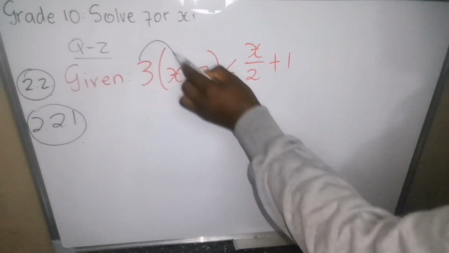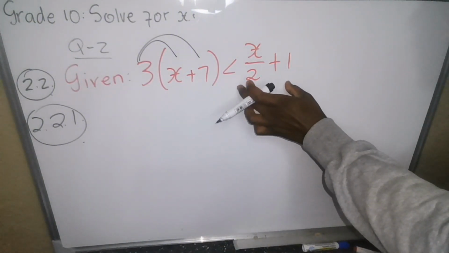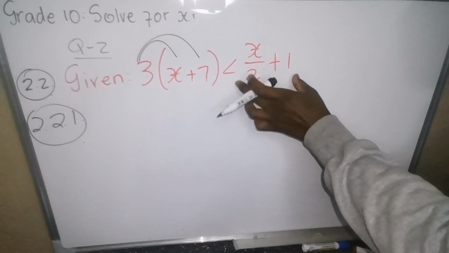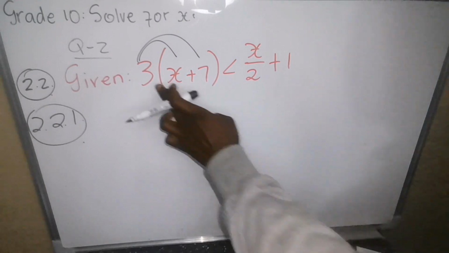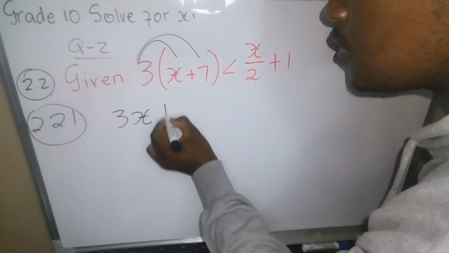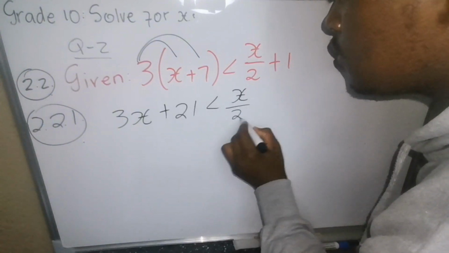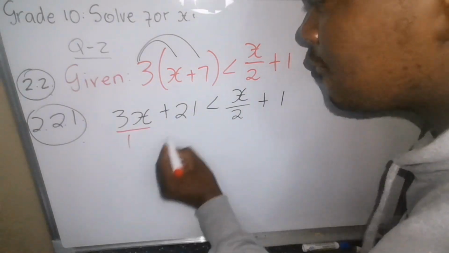3 times x, 3 times 7. Because you don't have 0 on my right, hence you must break the bracket. If you don't have 0 on the other side, you must break the bracket down. That's the aim going forward. So 3 times x, 3x. 3 times 7, plus 21. It is smaller than x squared plus 1. So let me just make each and every term over 1.